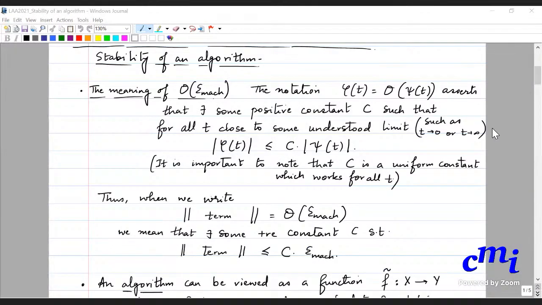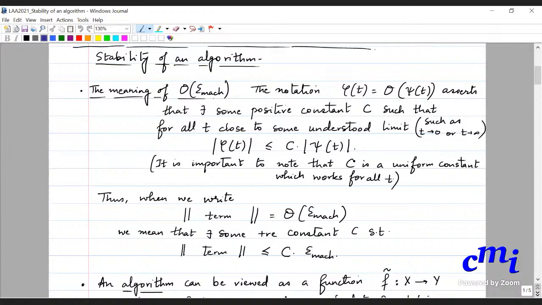So first, because we will require this notation as we go forward, we have to talk about the meaning of this notation. This is order of machine epsilon, or something is to the order of machine epsilon. In general, the notation means that if phi of t is to the order of psi of t, this means there is some constant c such that for all t, either t going to 0 or t going to infinity, as the case may be, in the limiting behavior of t, mod of phi t is bounded above by some constant times mod of psi t. So if that happens, then we say that phi of t is to the order of psi of t.